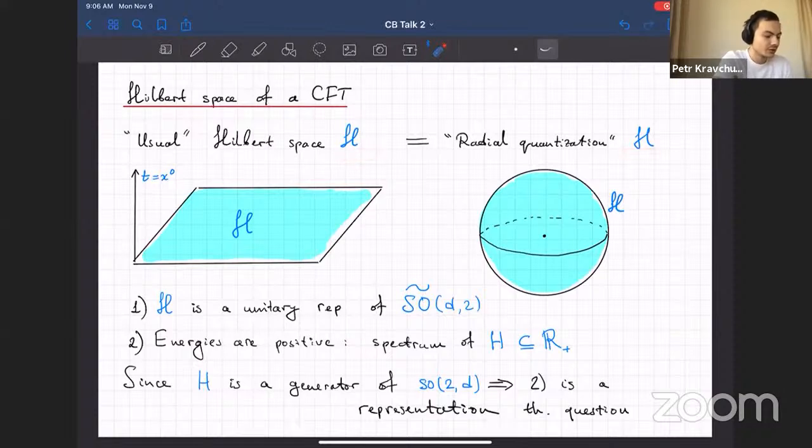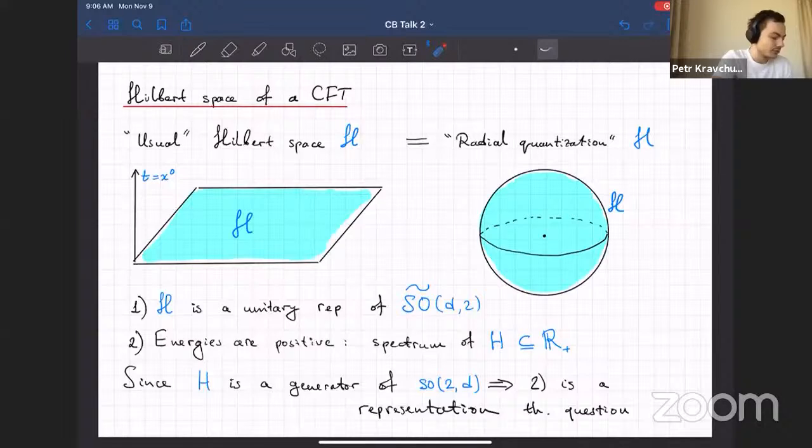The difference between these two pictures is simply in the conformal transformation, which maps one to the other, and also that the Hamiltonian in these two pictures is different. In radial quantization, the Hamiltonian is the dilatation operator. Here it's a translation. If you map one to the other, then the translation in time will not map to dilatations. But nevertheless, the Hilbert space is the same. It's just that the Hamiltonian and the picture in which you look at it is slightly different.